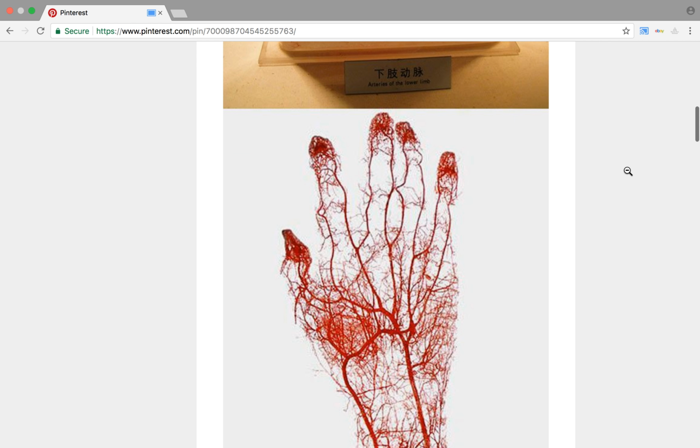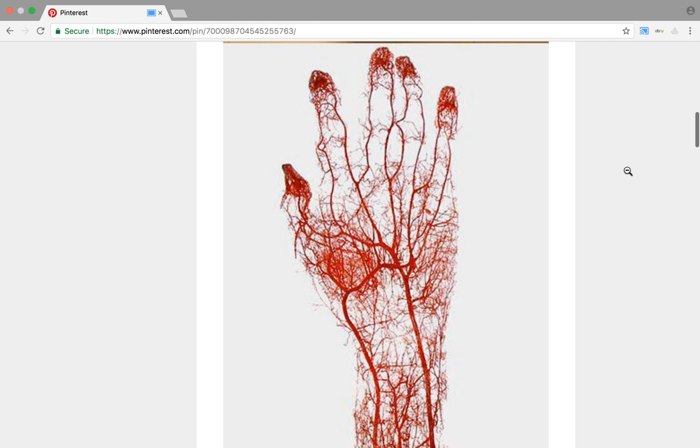Okay, your hand, right? All the veins and the whatever blood vessels. My fingers not crooked. Okay, blood vessels. That's how the blood is delivered.